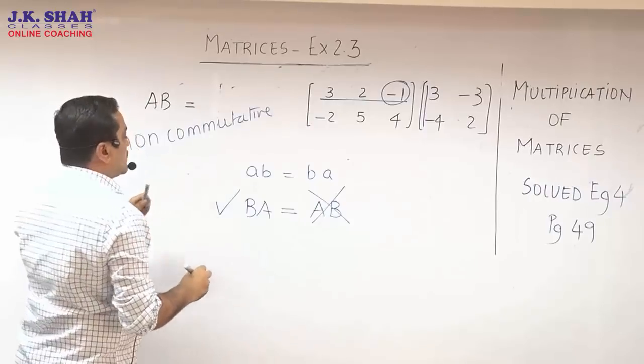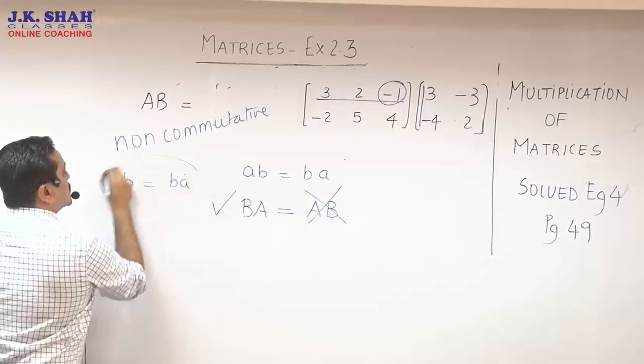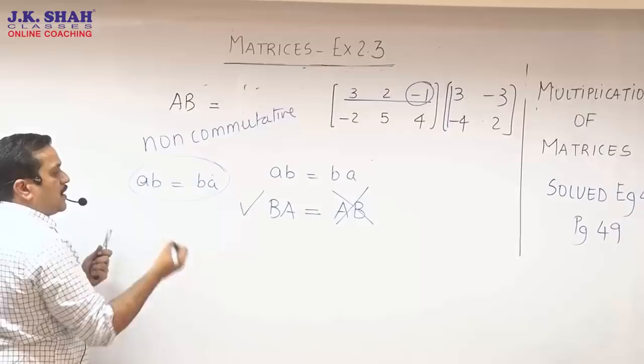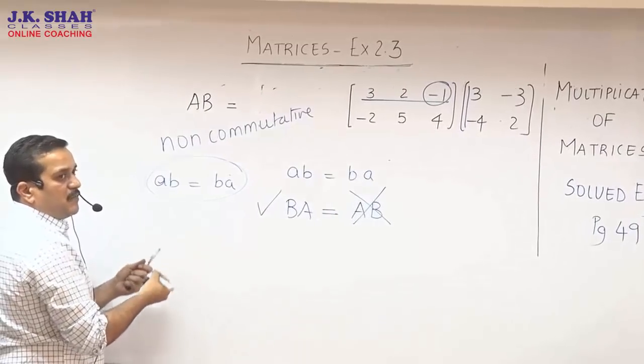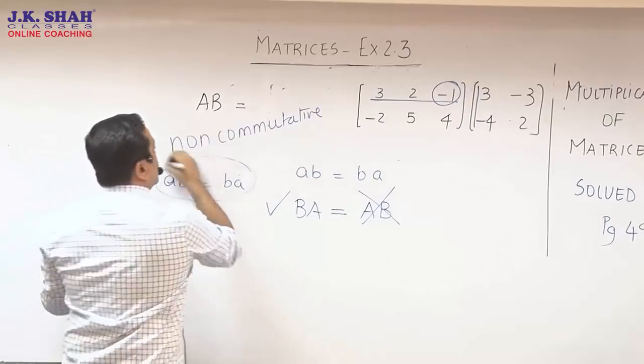It's a rule of algebra. In algebra, when we say A into B is equal to B into A, that's called commutative. In matrix multiplication, we just saw AB हो रहा है, BA नहीं हो रहा है, BA हो रहा है, AB नहीं हो रहा है. Forget equal to. So we say matrix में multiplications are non-commutative.